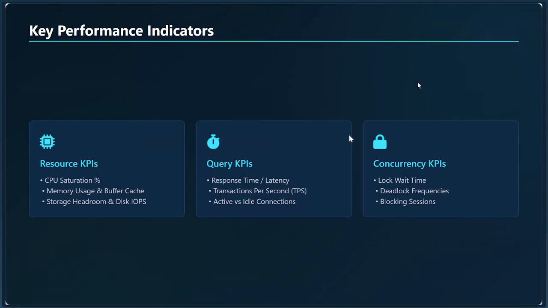Then for the DBs, you look at the lock wait time, and you look at the deadlock frequency. How frequently do you attain a deadlock?